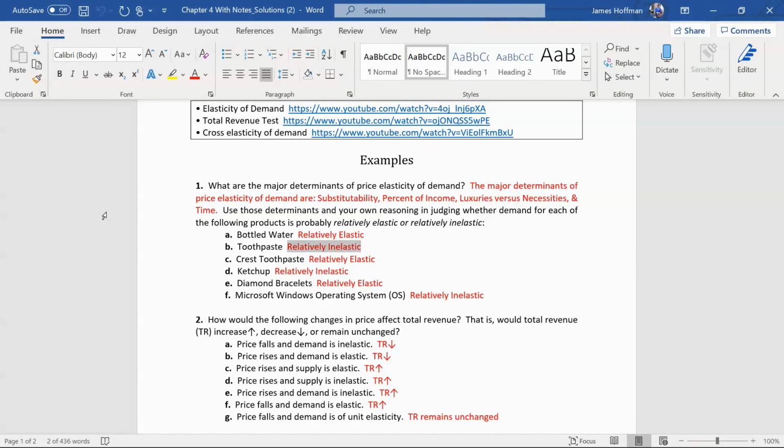Okay, toothpaste in general is very inelastic, because there aren't a lot of substitutes for toothpaste. So the broad category of toothpaste is inelastic. But when you break it down to a specific type of toothpaste, like Crest toothpaste, that's elastic, because if the price of Crest toothpaste goes up too much, you can just buy some other type of toothpaste.